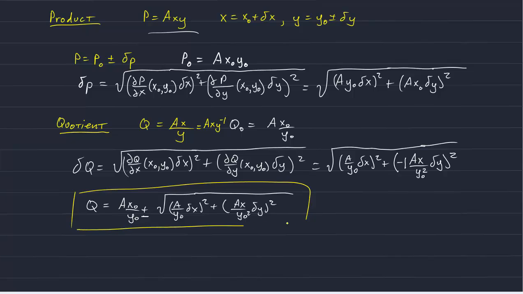So these are just examples of how to evaluate a quotient and a product, but you should definitely not memorize these equations. You should memorize the general equation that we covered in video 1. So again, if there's a function of x and y that are each uncertain, we evaluate the most probable value of the function plus and minus its uncertainty.